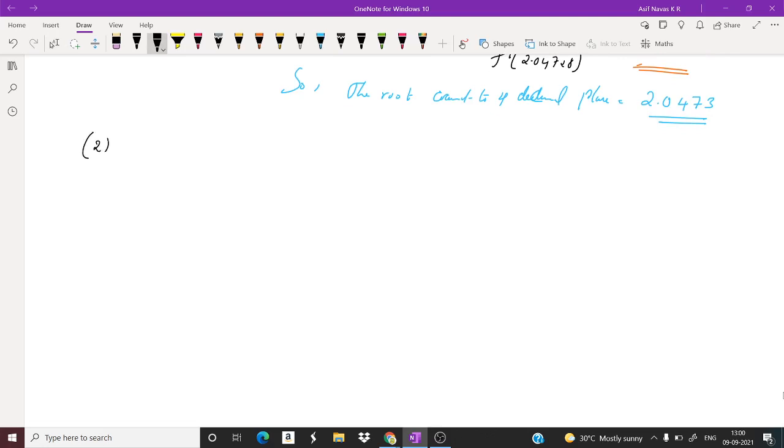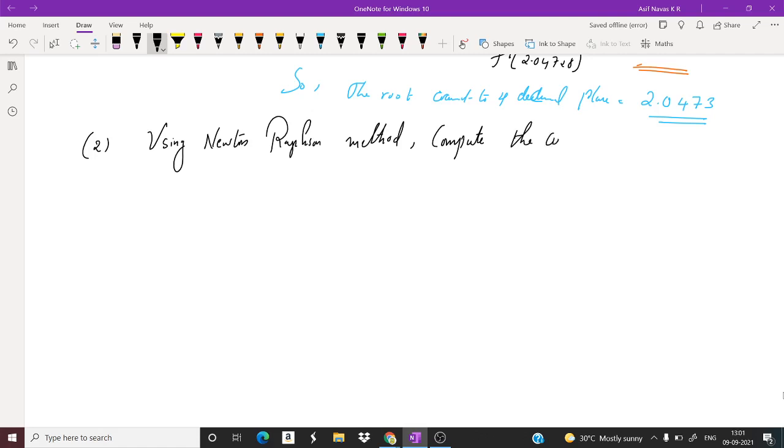Second one. Using Newton-Raphson method, compute. So this is a different type of question. Compute the cube root of 7, which is nearer to 2. We know that cube root of 7 is nearer to 2.